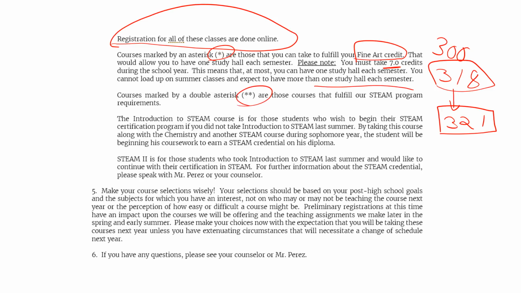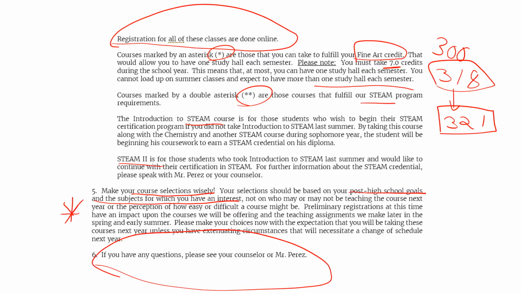The courses that are marked by the double asterisks are those that are fulfilling our STEAM course, and you can see again the description for STEAM 1 and STEAM 2. Again, we want to highlight the importance of making your course selections wisely, because they should be based upon your high school and post-high school plans and the subjects for which you have an interest, not based upon who is teaching the class or how easy or difficult a class might be. Once the scheduling process closes, we'll start making our teacher assignments for next year, so we don't have a lot of flexibility once this is done. And if you have any questions, please see me or your counselor, and we'll be happy to help you.